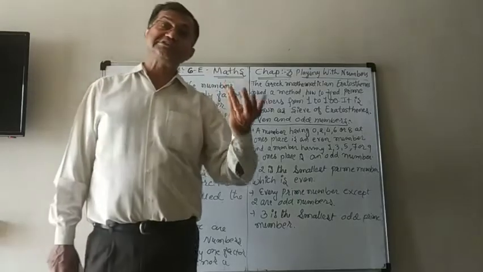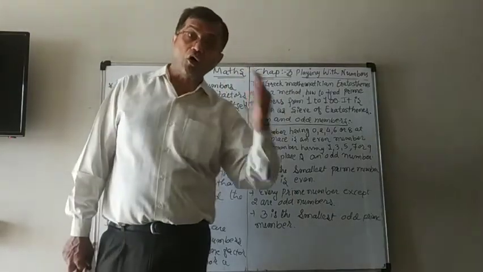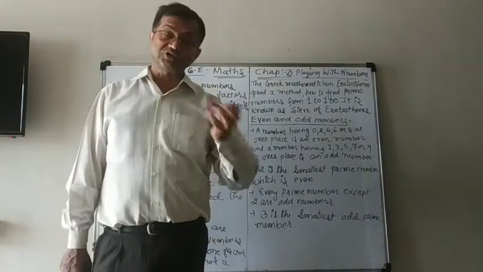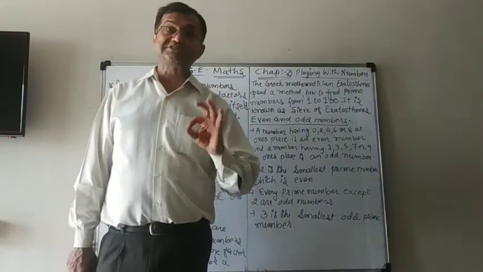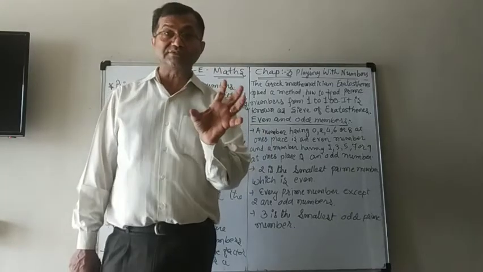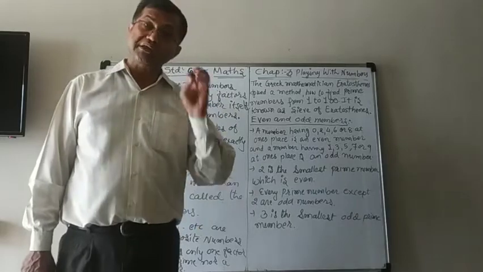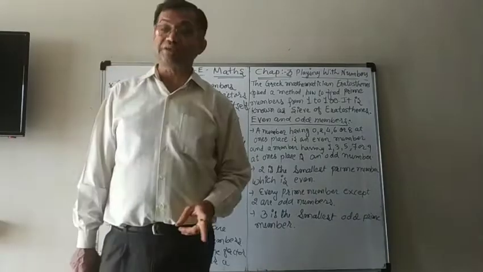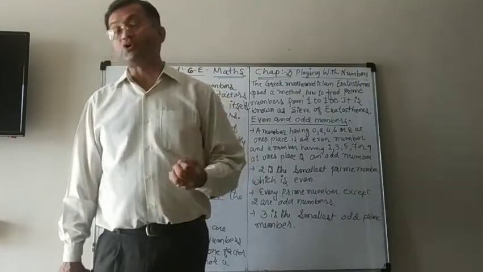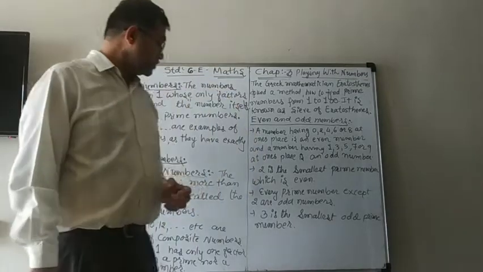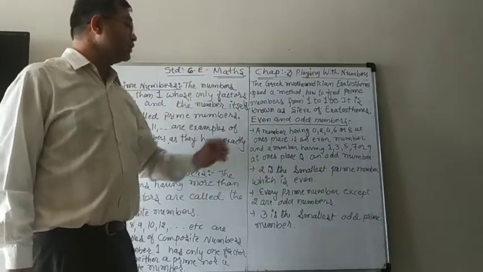Then which is the smallest odd prime number? So after 2, what is that? 3. So 3 is the smallest odd prime number. So sometimes if it asks for an odd number, then you have to write down 3. But if it is only the smallest prime number, then you can write down the number 2. Right? So that will be clear in your mind now.